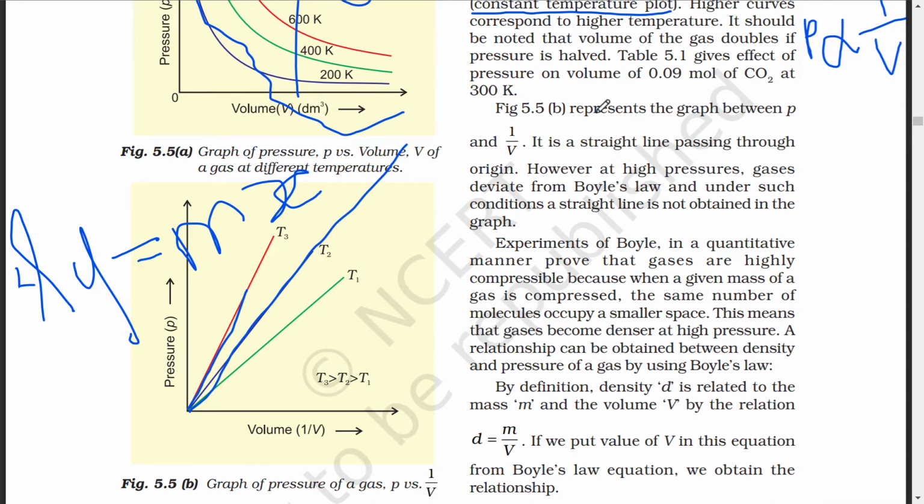So the gases which do not deviate from Boyle's law. Here we are talking about deviating from Boyle's law. Those which do not deviate from Boyle's law are known as ideal gas.